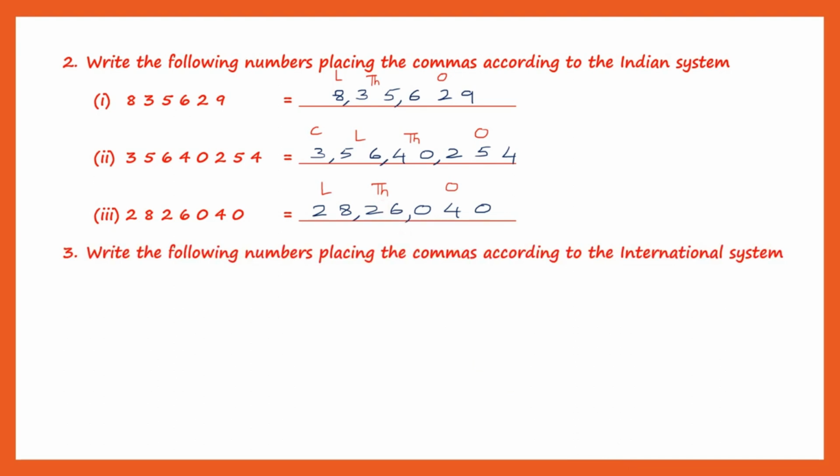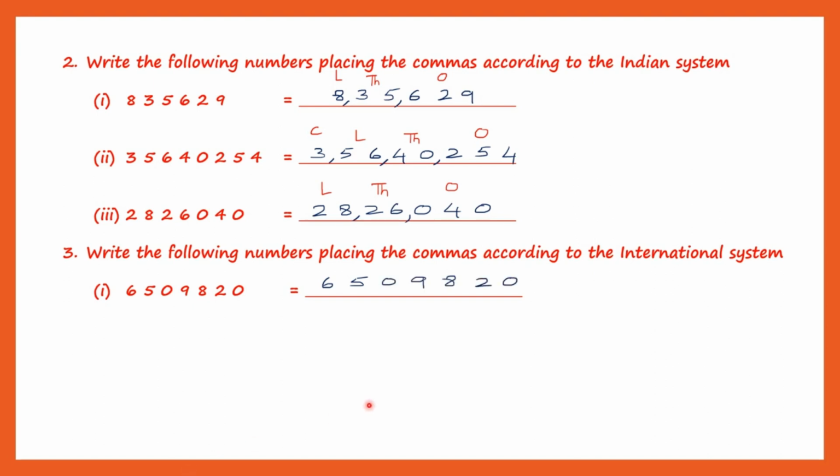Next one. Write the following numbers, placing the commas according to the international system. So we have the first one. This time we're going to write in the international system. So 6, 5, 0, 9, 8, 2 and 0.